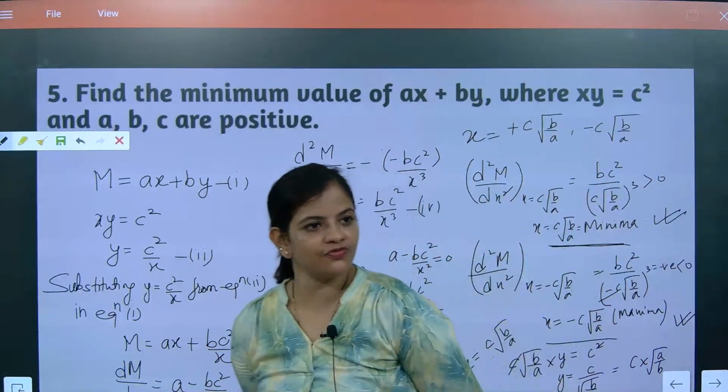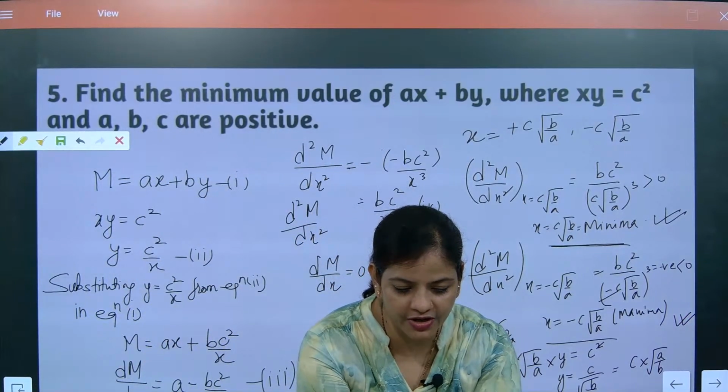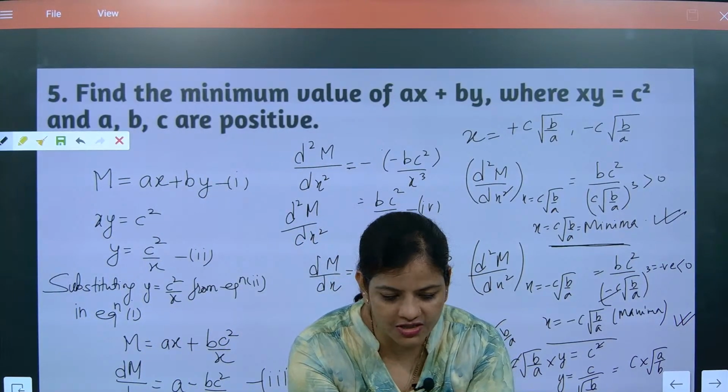So this is the last question for today. Enjoy. So we will be doing some more questions in next class. Beta. Get ready for it. Calculus, I think after one class itself we will start.